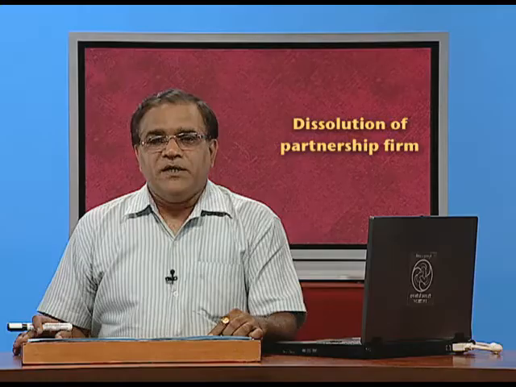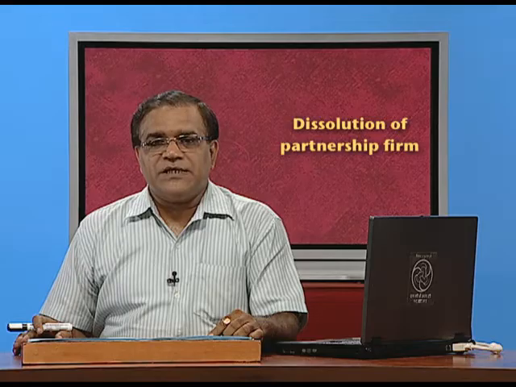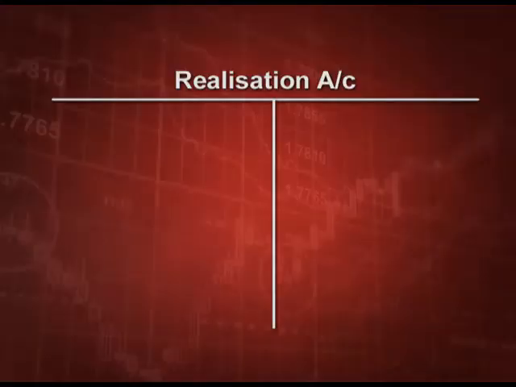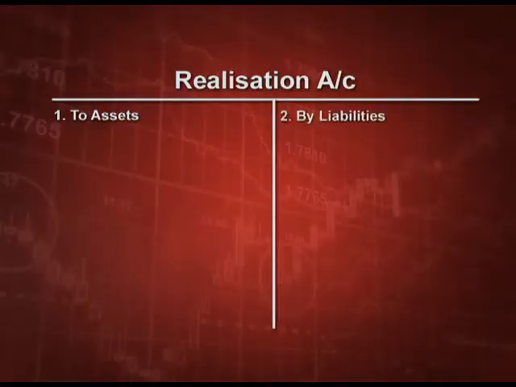First point, when we transfer assets to the realization account, the entry is realization account debit to asset. So, it comes on the debit side. And when we transfer liabilities, it will come on the credit side. The entry will be liabilities account debit to realization account. Because assets are debit, it comes on the debit side. Liabilities are credit, so it comes on the credit side.